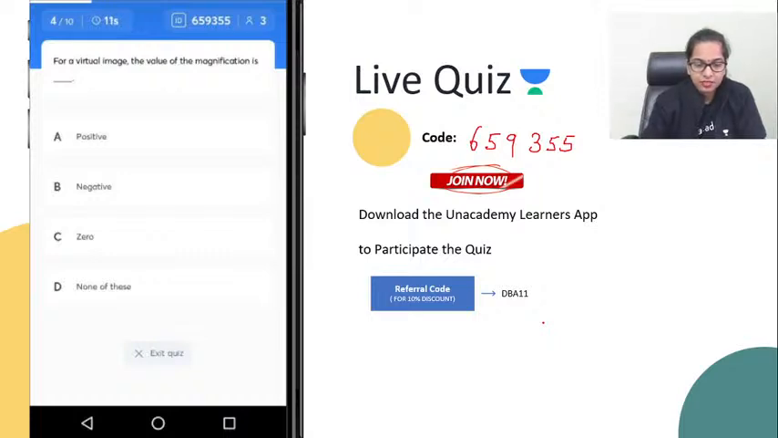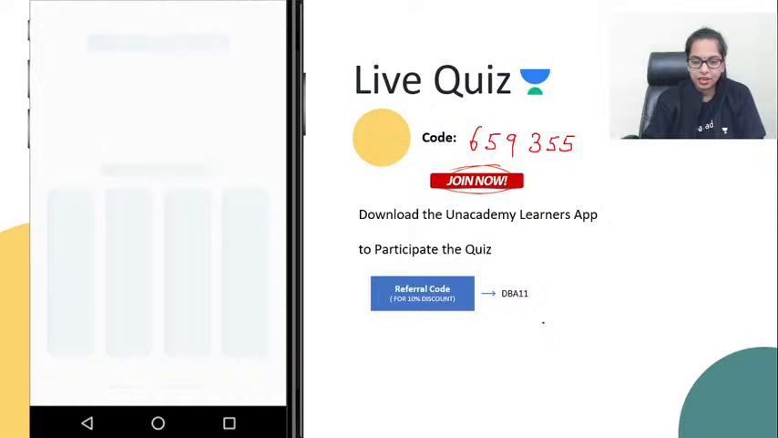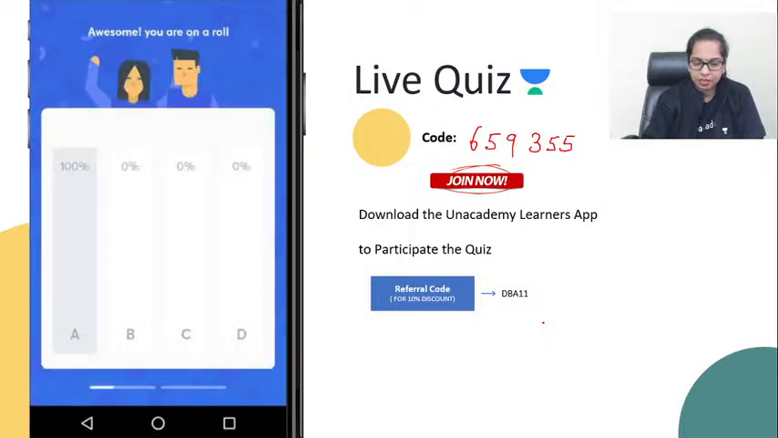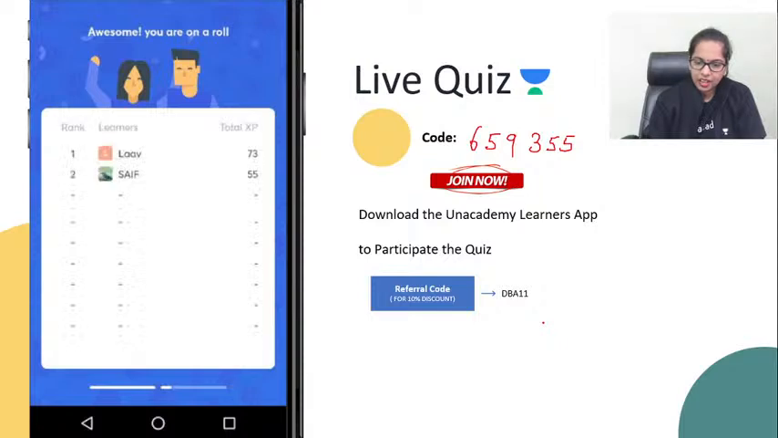For a virtual image, the magnification will be positive, negative, 0 or none of these. Right, I got it. Next time we'll increase the time of the quiz. Actually, it's not a theory type, you might need to solve the question. So we'll increase the time next time. Okay, we will increase the time from now on. You will get the answers in the end. Okay, Saf. This time both of you marked it correctly.